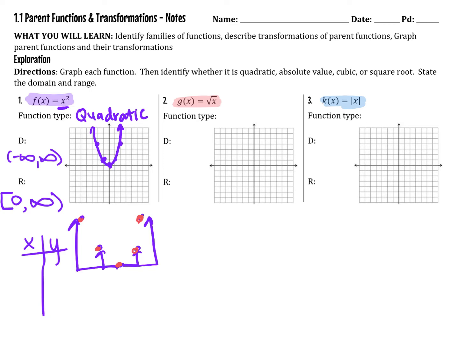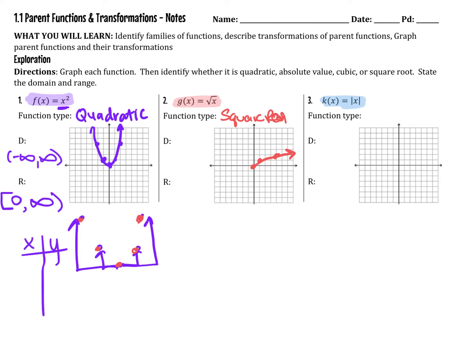Okay, same idea with the square root graph. The basic graph is our perfect squares. So the square root of 0 is 0. The square root of 1 is 1. The next number that I know I can take the square root of evenly is 4, and the square root of 4 is 2. And then I can connect to make sort of like a half parabola sort of shape.